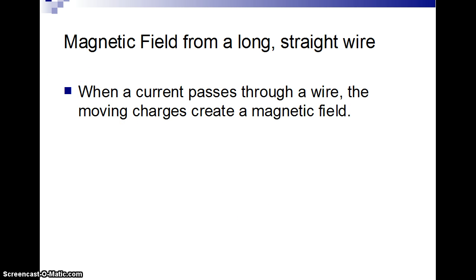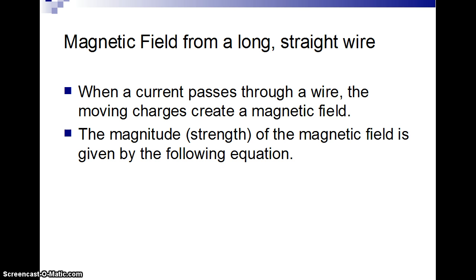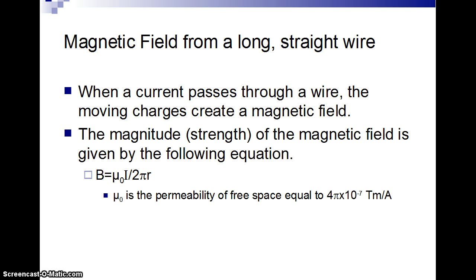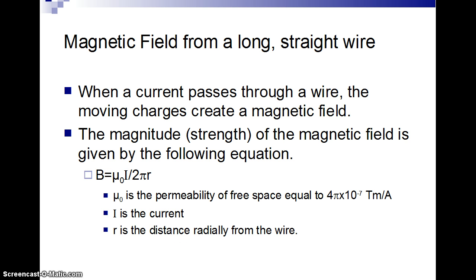So the moving charges there create the magnetic field. And how strong the magnetic field is really depends on the following equation. B, which stands for the magnetic field, is equal to mu 0, a constant, times I over 2 pi r, where mu 0 is called the permeability of free space. It's not the permittivity of free space, that was epsilon 0. And that's 4 pi times 10 to the minus 7, and the units of that are Tesla meter per ampere. It's really just a conversion factor between amps and meters to get to Tesla. I is the current, r is the distance away from the wire.